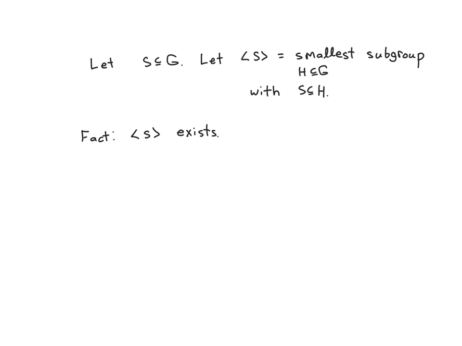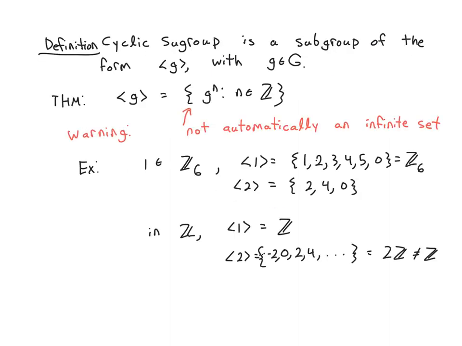But for now, we're going to focus on the case when S consists of just one element, in which case we will change notation and just rewrite it this way: angle brackets little g. It's the smallest group containing the element g. And that is the definition of a cyclic subgroup. A cyclic subgroup is any subgroup of the form angle brackets little g. So it's the smallest subgroup containing a given element.